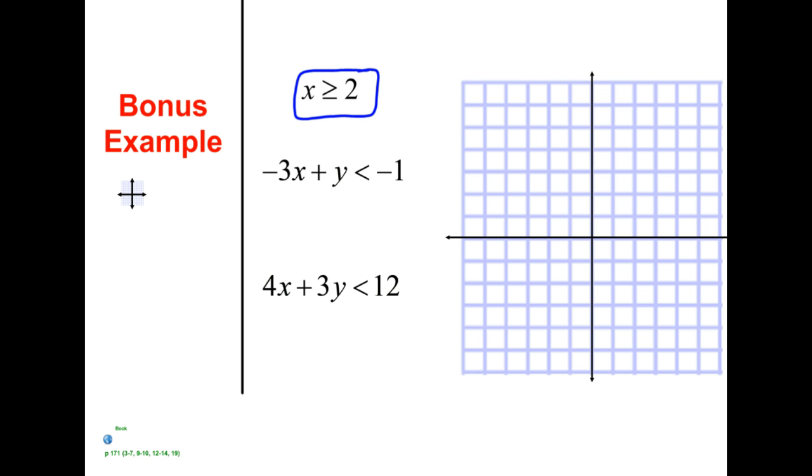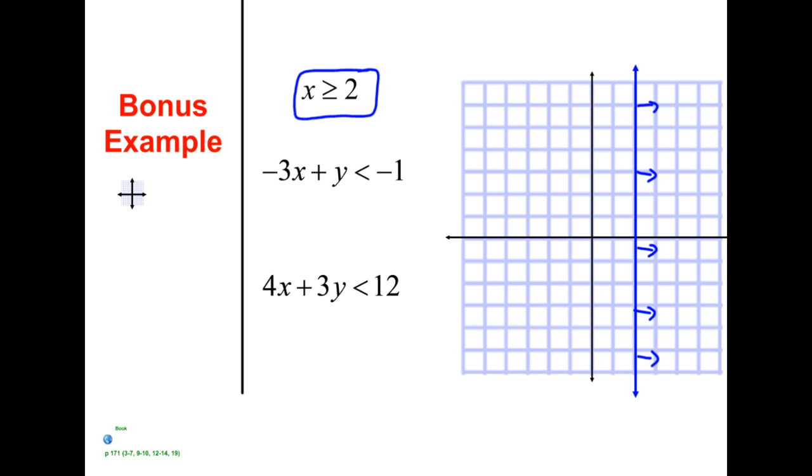Remember, we always look at this like it's x is equal to 2, so it's going to be a vertical line. So let me get that for you. You can see it's just going to be a vertical line at x equals 2, and since it is x is greater than or equal to 2, we know it's going to be solid, and greater than 2, we know we're going to go over to the right.